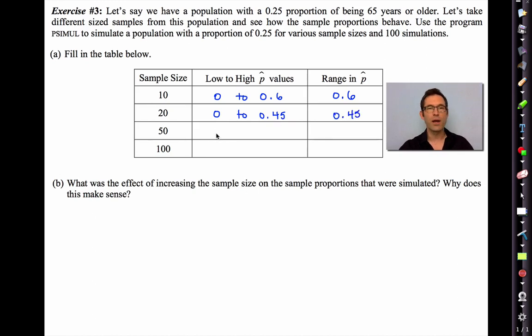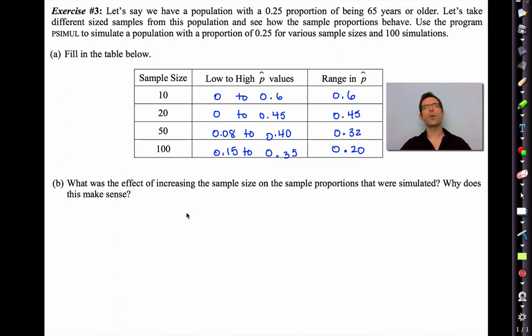With 50, we got a lot better. It was 0.08, or a lot more narrow, to 0.40, so we only had a range of 0.32. And then finally with 100, I got 0.15 to 0.35, so that would be a difference of only 0.20.